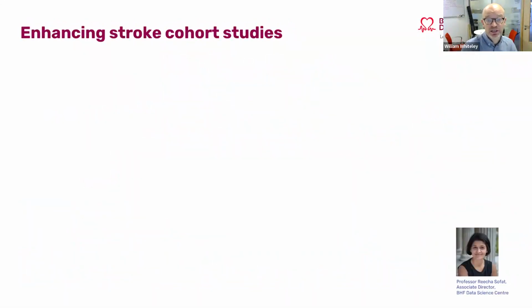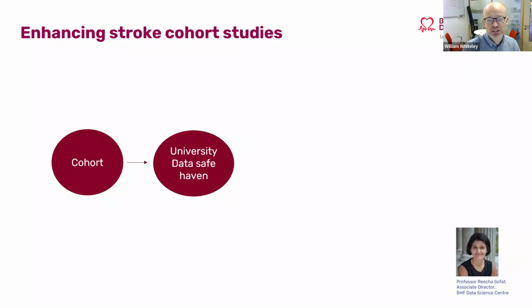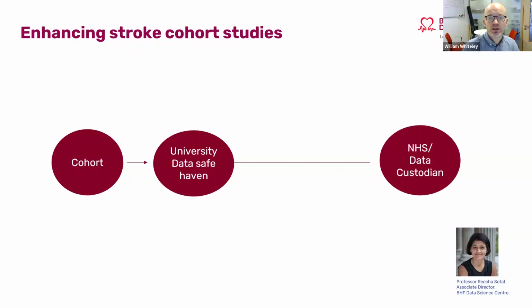The second theme is enhancing stroke cohort studies, and that's led by Richa Sofat. So how things happen at the moment is if you have a stroke cohort study, you usually put your data into a university safe environment. And if you're going to ask for health systems data, you go to NHS England or another data custodian, and they would provide information to you in your university safe haven.